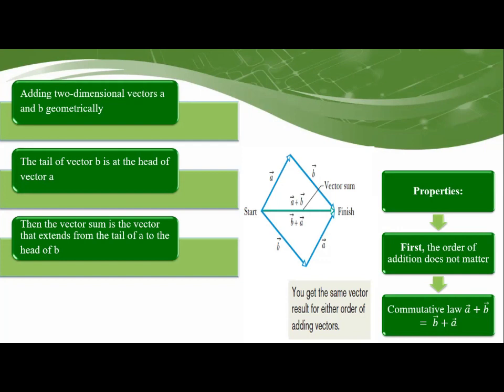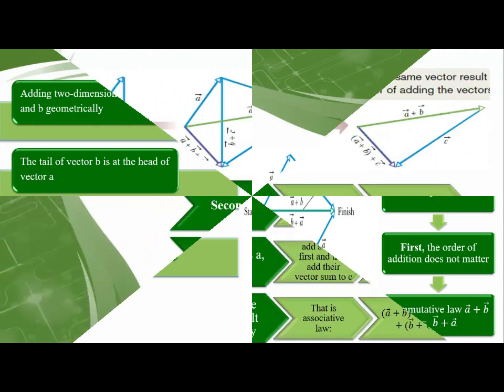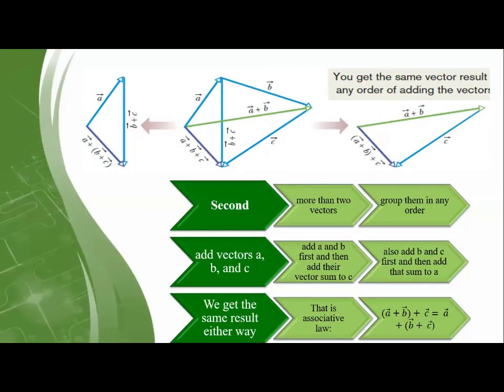First, the order of addition does not matter. Adding A to B gives the same result as adding B to A, according to the figure. That is, vector addition is commutative. Second, when there are more than two vectors, we can group them in any order as we add them.